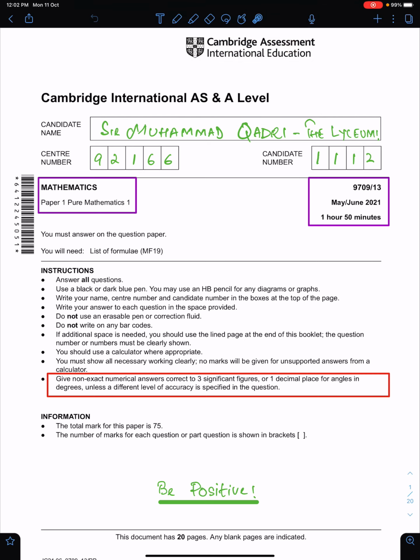In this lecture, I will discuss the solutions of P1 variant 13 of June 21. All these instructions are very important, especially this last one: give non-exact numerical answers correct to 3 significant figures, or 1 decimal place for angles in degrees, unless a different level of accuracy is specified in the question. Always go through and follow these instructions. An important advice for me and for everyone: we must be positive.